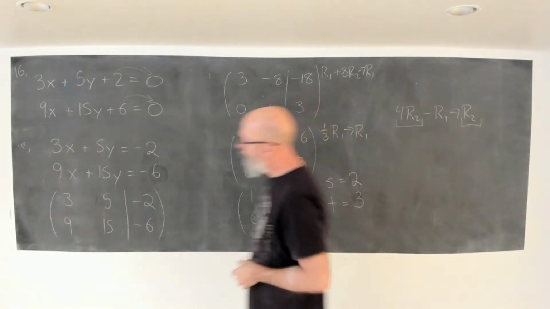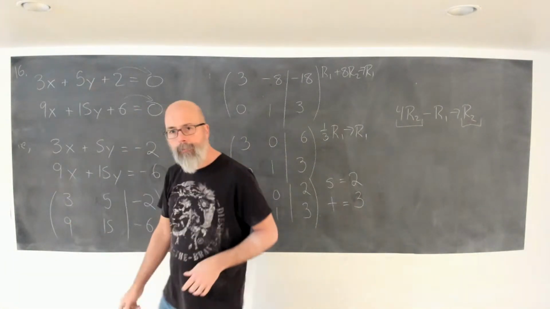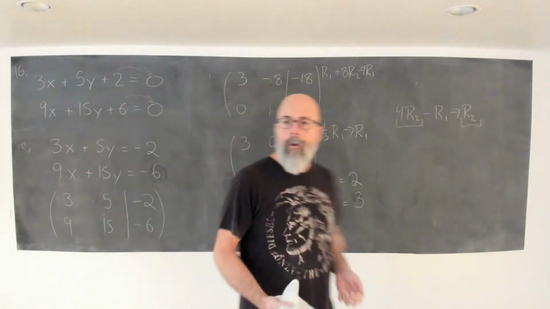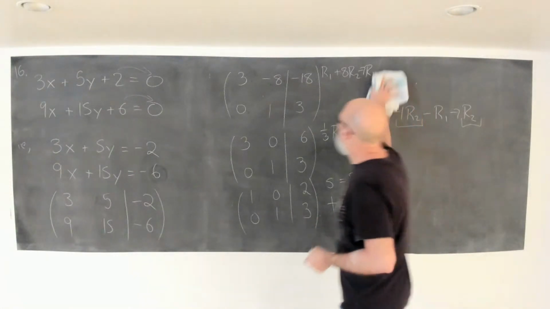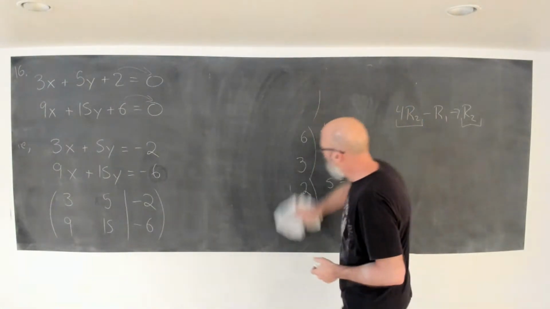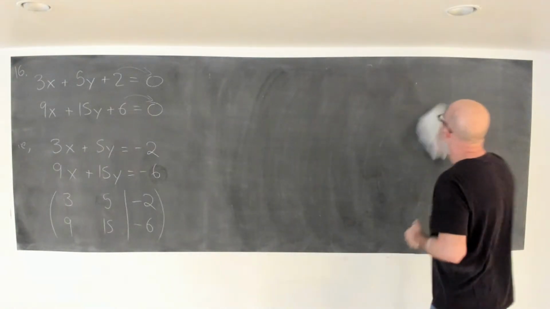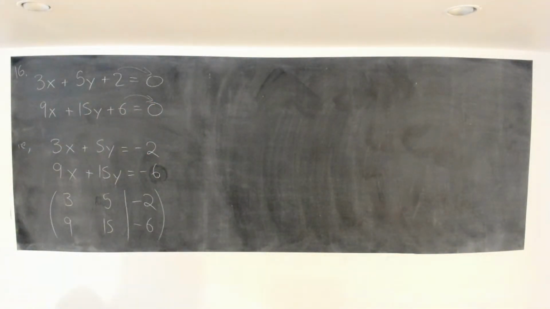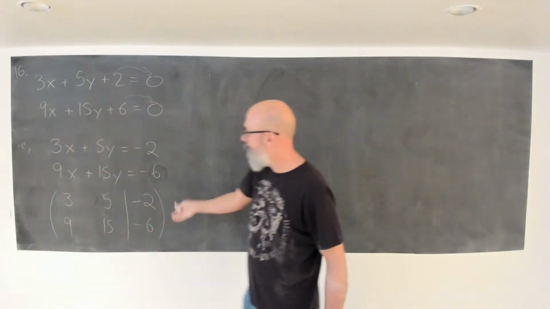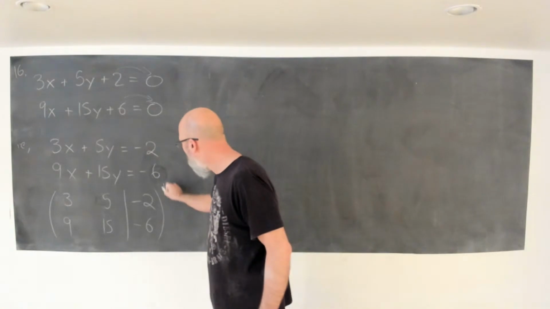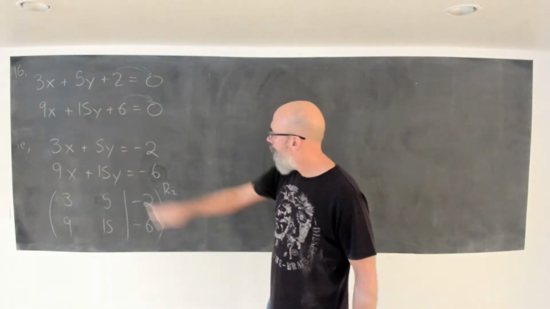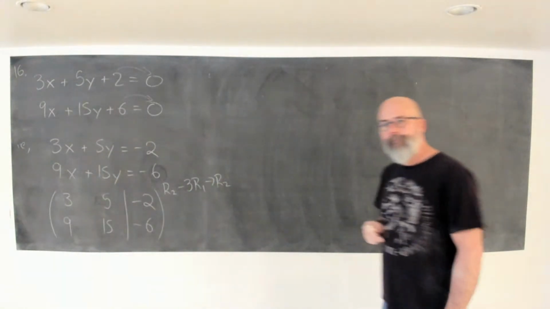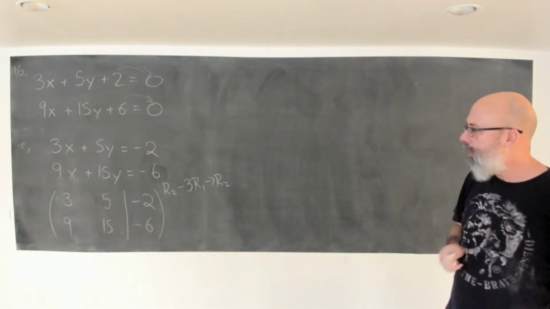And now let's use this 3 to get rid of that 9. Somebody's suggesting taking 1/3 of row 2 for row 2. Nothing wrong with that. But then I claim you're just going to subtract the 3 anyway, so might as well do that in one step. Row 2 minus 3 row 1 for row 2.